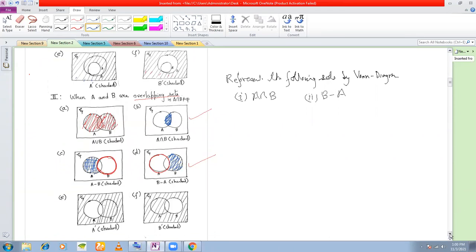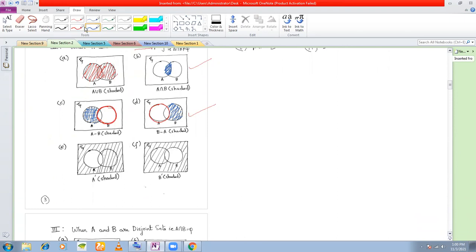Next, we come to A complement. How do you represent A complement? You exclude entirely the set A because A complement is what? All those elements which are not there in A. So you exclude this set and you shade everything. You shade the entire universal set except the circle which represents the set A. Okay. Similarly, for the B complement, if you want to represent, you exclude this circle here and you represent and you shade everything. Okay. So very, very important diagrams.